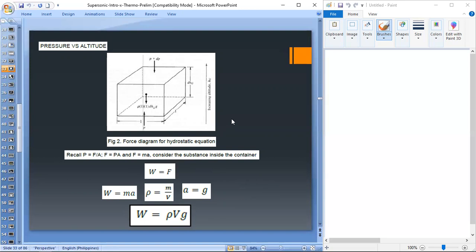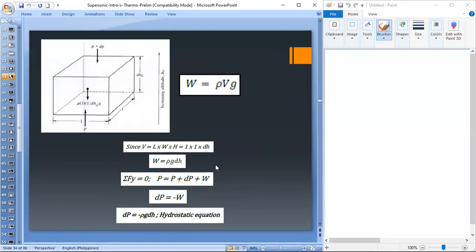And then what I know, weight is equal to rho b g, which is your volume and your gravity. So, equate lang yun. So since volume is length times width times height, and equal lang yun sa unit natin na 1 times 1 times station height, since per unit yan. Equate lang natin sa summation of forces natin, and we'll get the hydrostatic equation, which is ginagamit natin sa pagkuha ng pressure density variation natin. So later on, makikita natin dito sa PowerPoint.